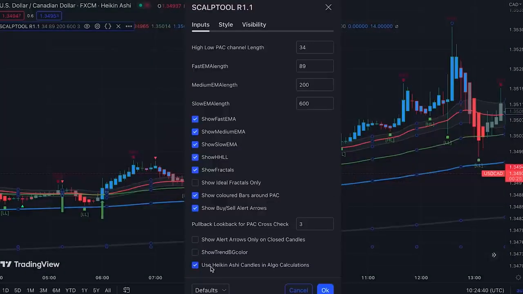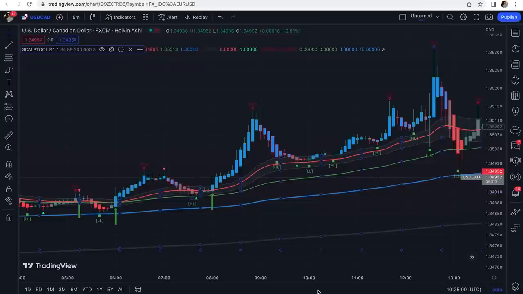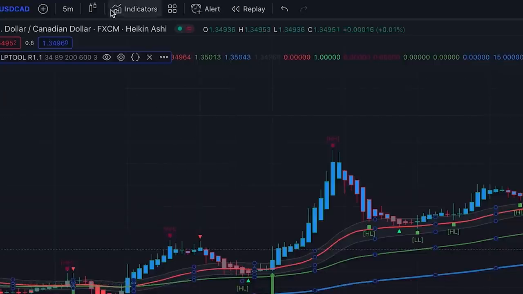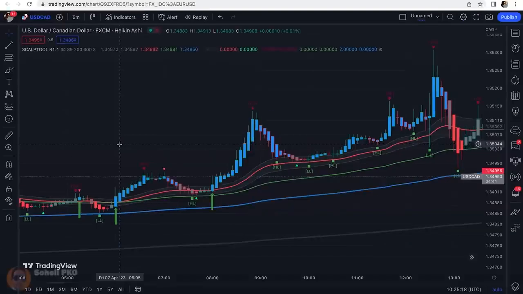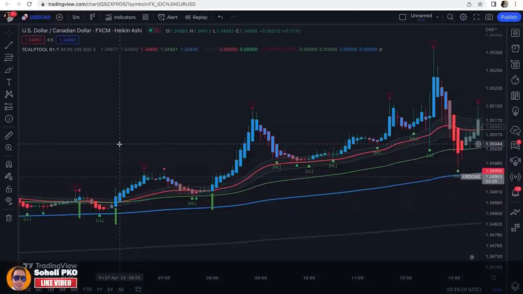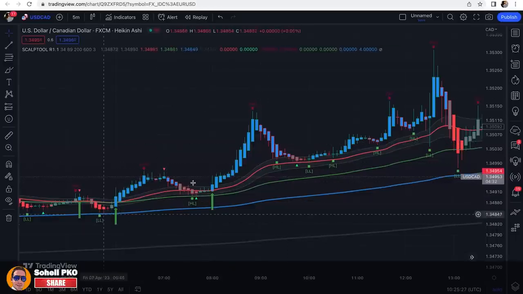And here, by default, the calculations are based on Heikin Ashi candles, and we don't change it because the author of the indicator suggested setting the chart to Heikin Ashi candles, so here we set the chart type on Heikin Ashi.